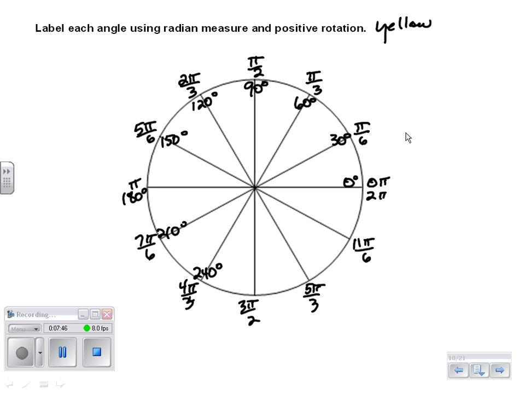So get all of these labeled. That's a 330.